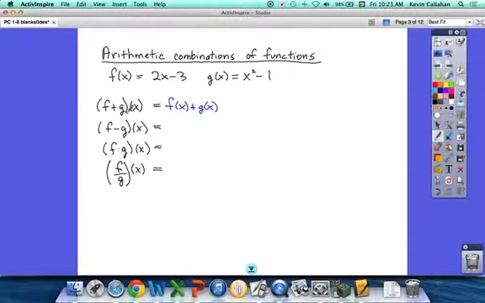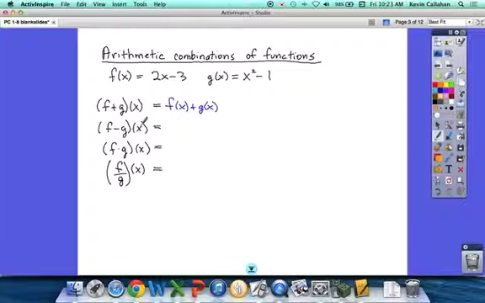Meaning that what you see going on here, in between the parentheses, which is f plus g, and the parentheses which has x, is not a multiply. It's the function notation. They stay together. It means f plus g of x. But f plus g of x is f of x plus g of x.